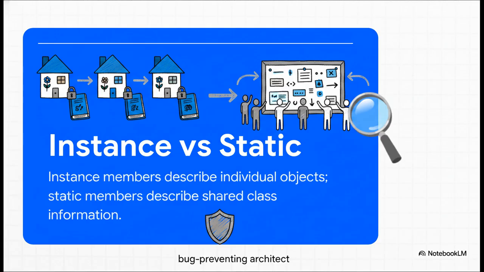But let me leave you with this. As your systems scale to millions of objects, how much memory are you really saving with static variables? And at what risk to your architecture? Something to think about next time you define your data.